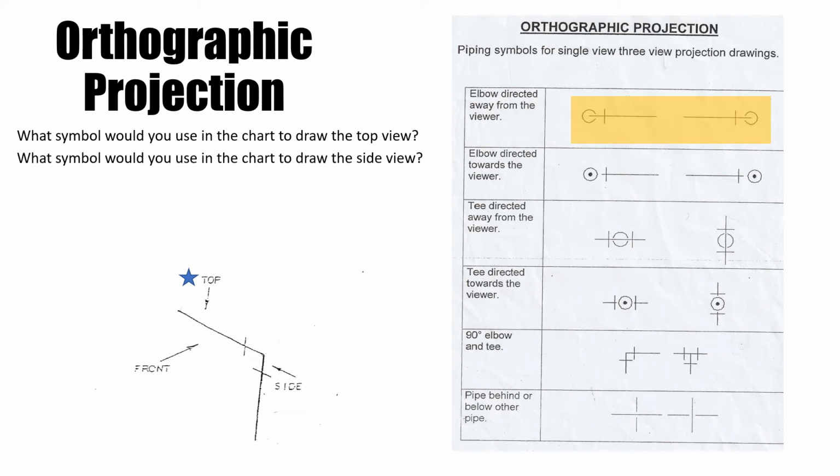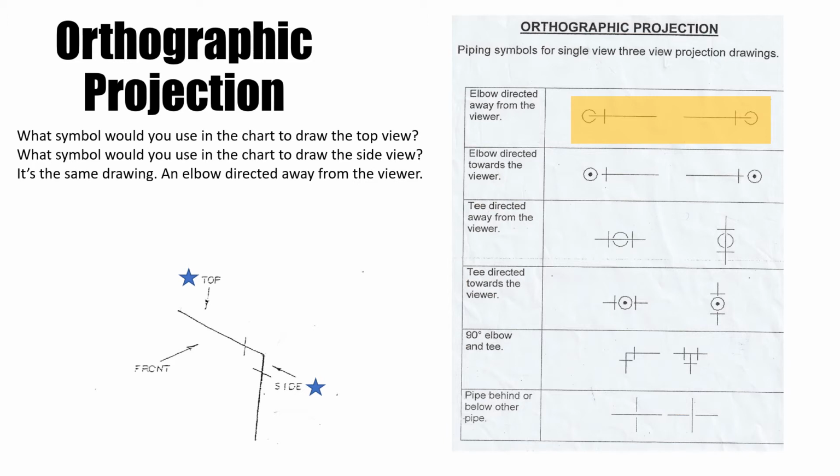So say we want to do the side view. Again, unlike up here, where you can float around and draw this in any way really, they have to look like this. But for the side view, you'd be standing here, your feet are down here and your head's up here and you're looking directly at this. So what's happening with this elbow? The pipe's coming up and it's turning away from you. So it's the same drawing, an elbow directed away from the viewer.